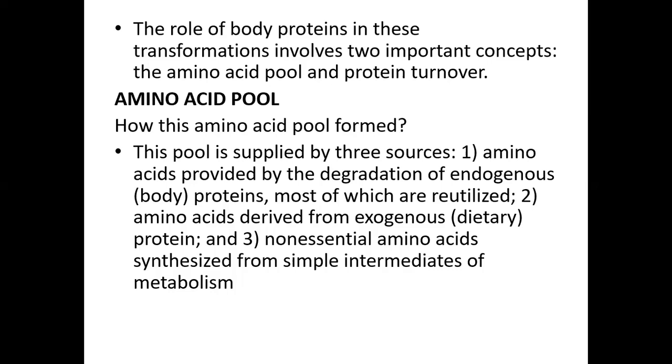The role of body proteins in this transformation involves two important concepts: the amino acid pool and protein turnover. How is this amino acid pool formed? The amino acid pool is supplied by three sources. Number one, amino acids provided by the degradation of endogenous, that is body, proteins, most of which are reutilized. Number two is amino acids derived from exogenous, that is to say dietary, proteins. And the third is non-essential amino acids that are synthesized from simple intermediates of metabolism.